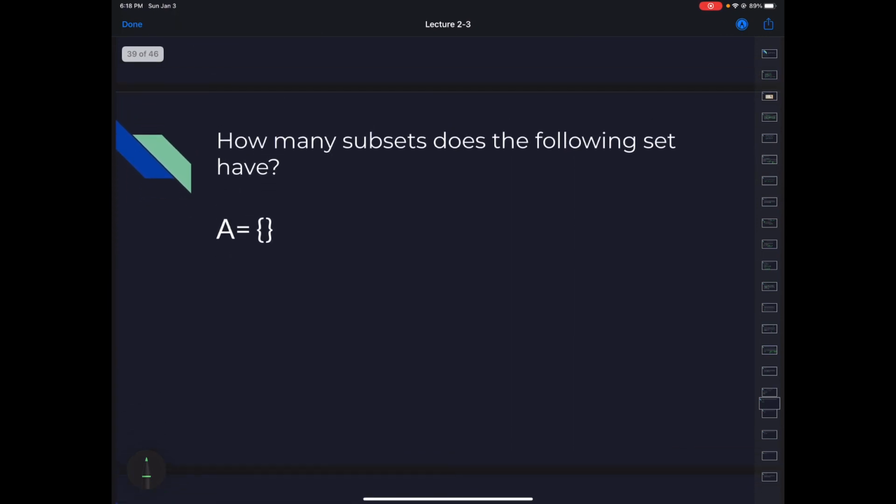So now let's look at subsets. In fact, let's take a break and do a few problems, and then the next video will be about subsets.